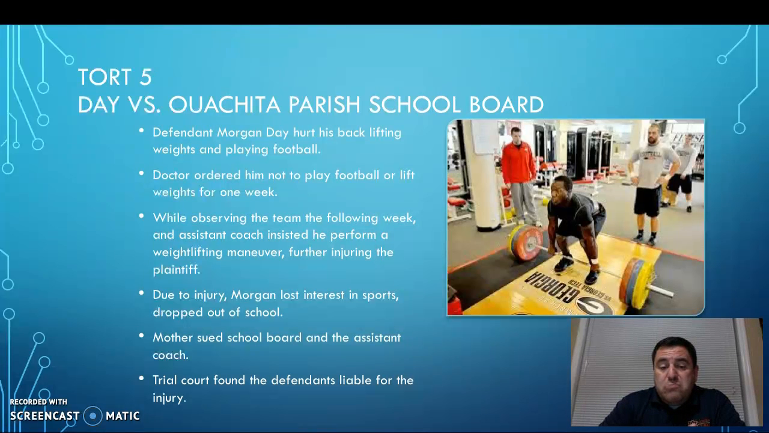So the mom sued the school board and she sued the assistant coach. And the trial court found the defendants liable for the injury. From what I remember, medical expenses were about $7,500. They got awarded about $150,000 plus $30,000 for future medical expenses, and another $50,000, which off the top of my head I don't remember. And I think it'd be a bad video to start Googling stuff right now or just going through my other notes. But this is an obvious case of negligence by the assistant coach.